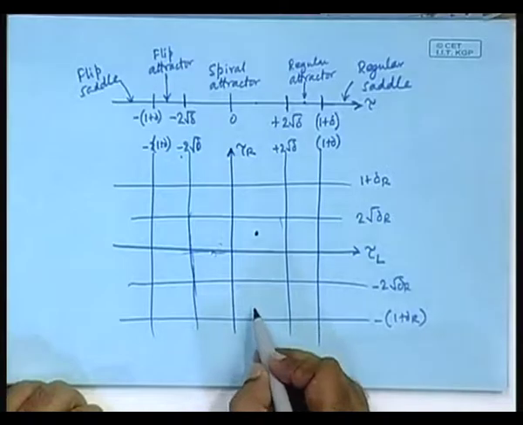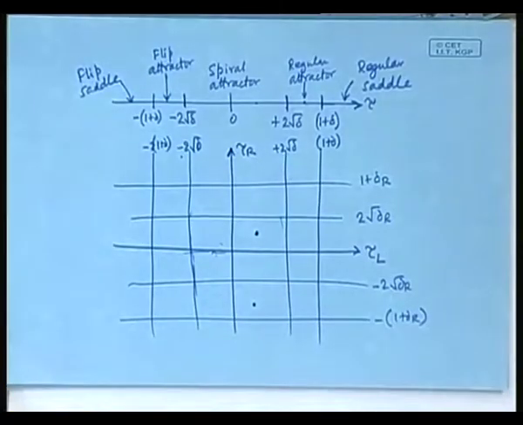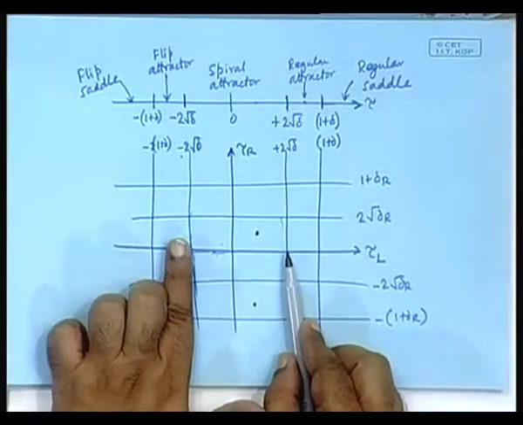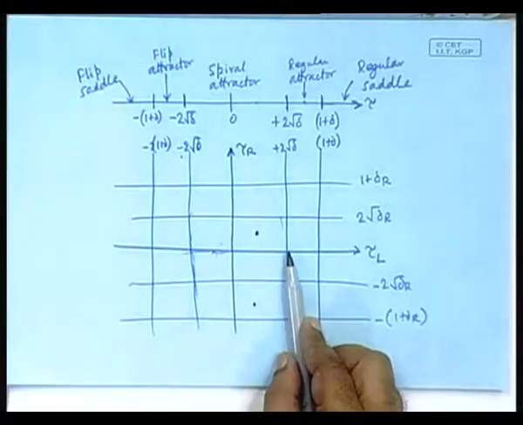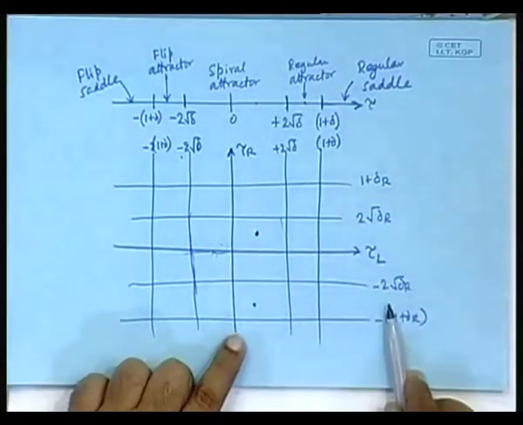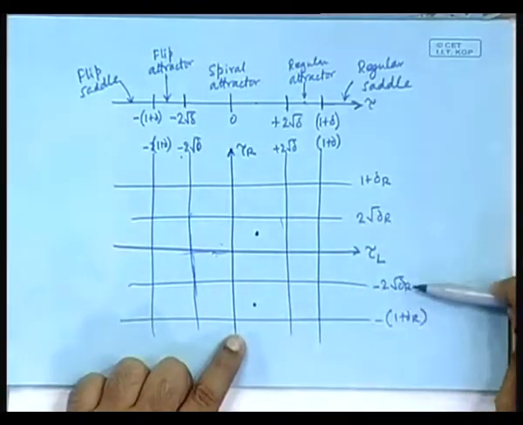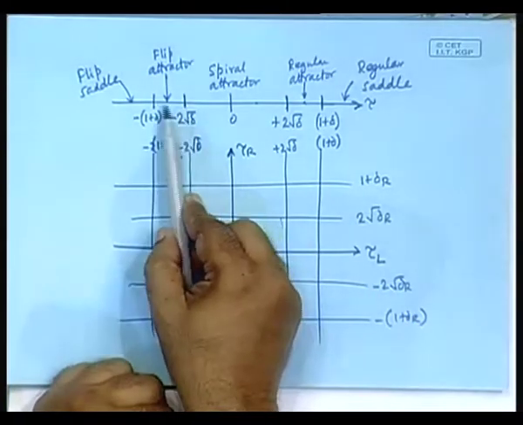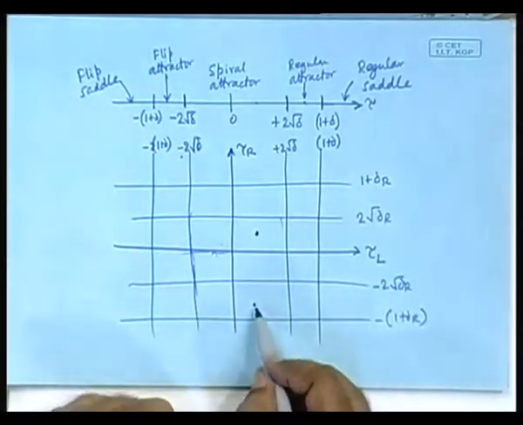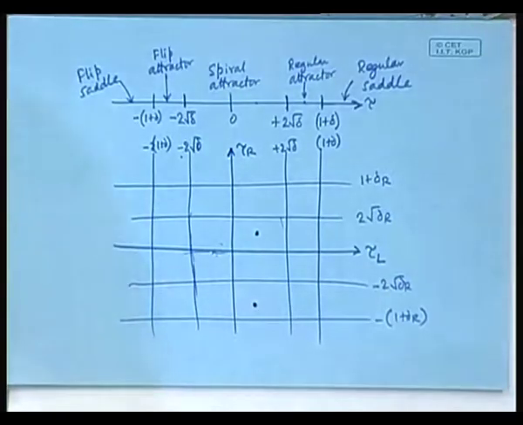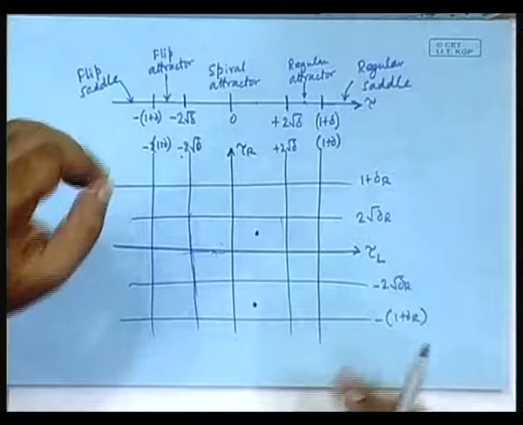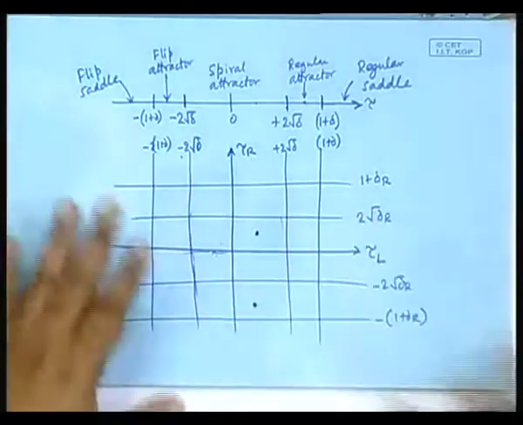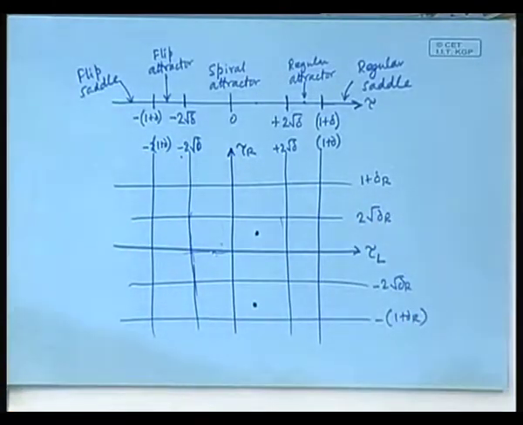Similarly, if I put my pen here, what would it mean? As far as the trace in the left hand side is concerned, it is between minus 2 root delta to plus 2 root delta, means it is a spiral attractor. Here it is less than minus 2 root delta, between minus 2 root delta and minus 1 plus delta, which means a flip attractor. Which means, if the parameter is placed here, a spiral attractor hits the border and turns into a flip attractor. Now, this picture sort of more or less resembles the picture that we have drawn earlier.